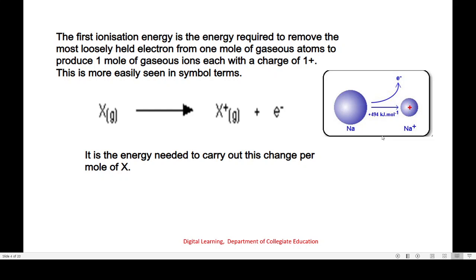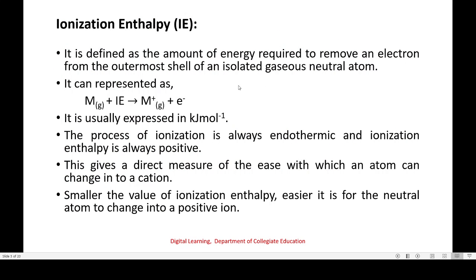And this is illustrated by taking the example of sodium. So this is a neutral gaseous atom and an electron is removed, and the amount of the ionization energy, plus 494 kilojoule per mole, is required to convert the sodium to sodium Na plus. And let us talk in detail about the ionization enthalpy.